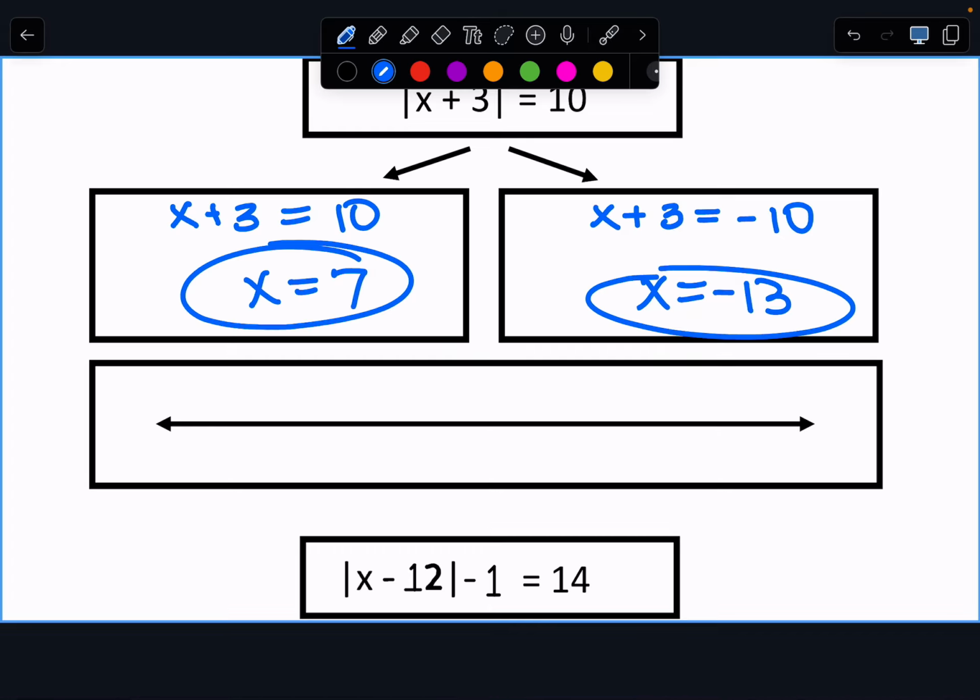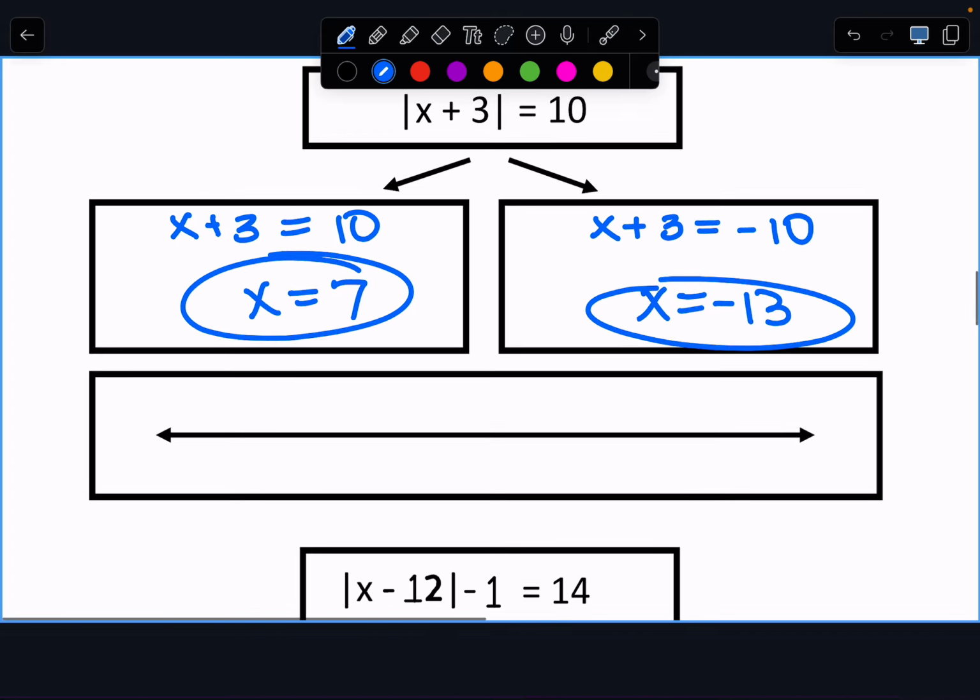I knew from the get-go that these were going to be spaced out 20 apart. How did I know that? Oh, it's because they're each 10 away from 0. Yeah, they're each 10 away from 0.